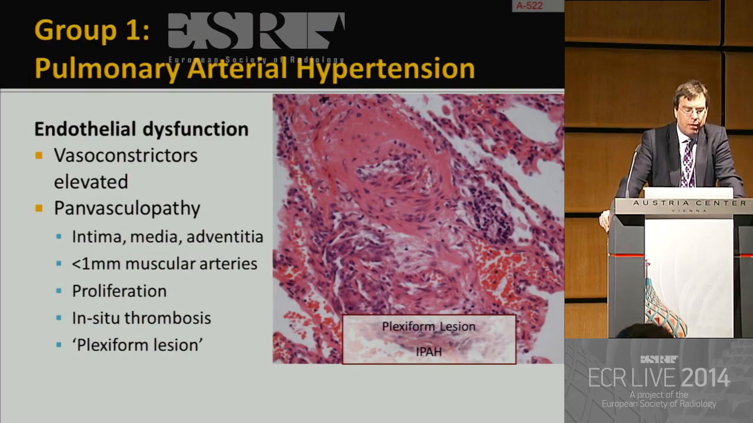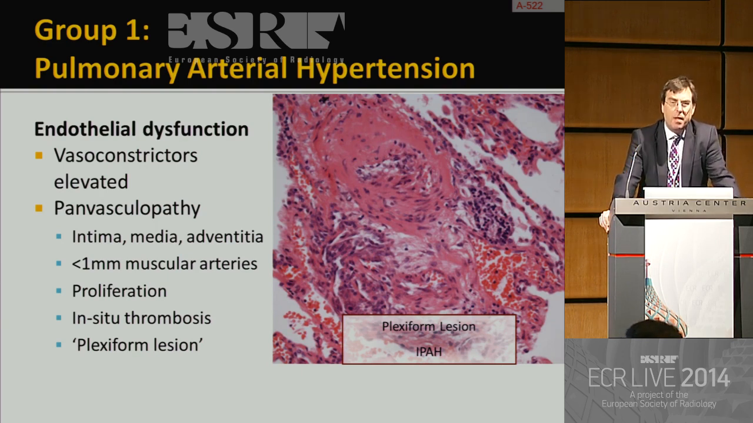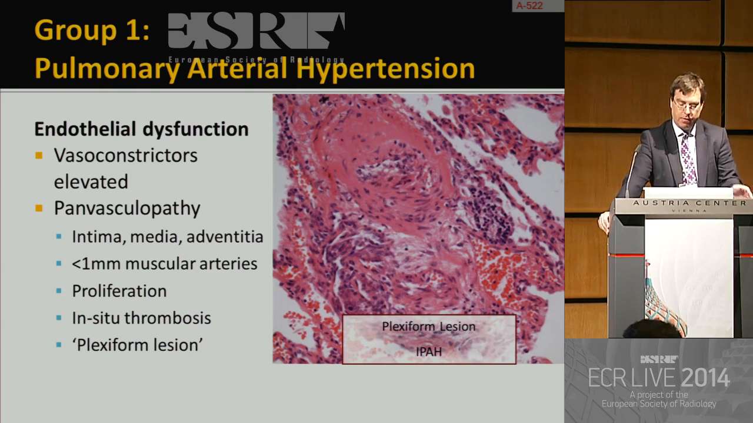So let's start by looking at the small vessel diseases, starting with pulmonary arterial hypertension, diseases of the small arterioles, less than a centimetre in diameter. These all have similar pathophysiological mechanisms. They have endothelial dysfunction and similar pathological appearance with proliferative changes involving those small arterioles, involving intima, media, and adventitia with proliferation and thrombosis of those vessels. That's the so-called plexiform lesion you see there, typical of pulmonary arterial hypertension.